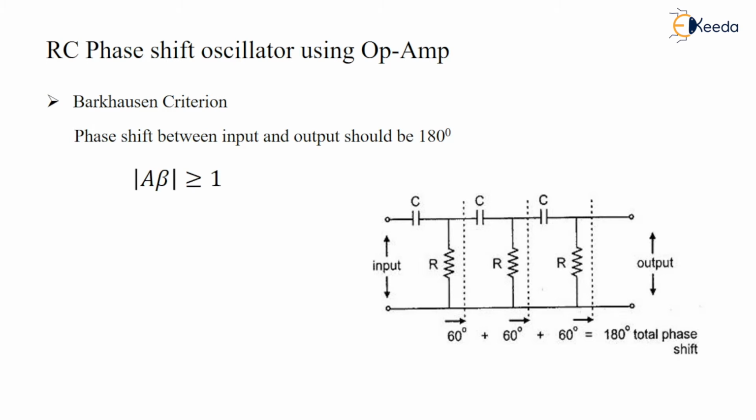The second statement states that the magnitude of the product of the open loop gain of the amplifier and the feedback factor beta is equal to or greater than unity. This product A beta is called the loop gain.